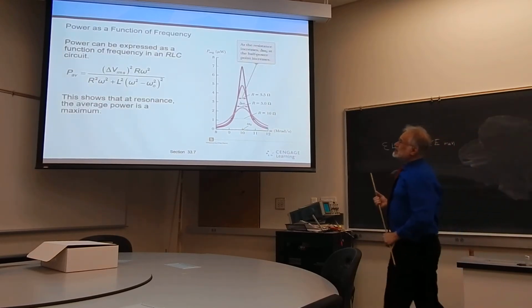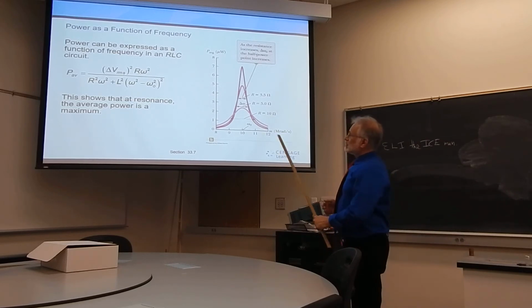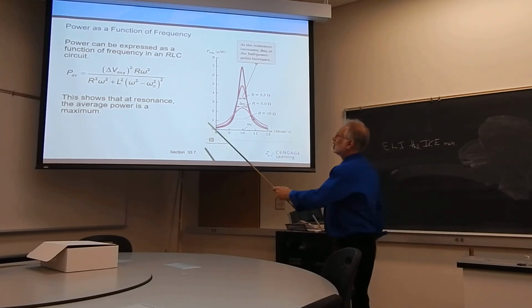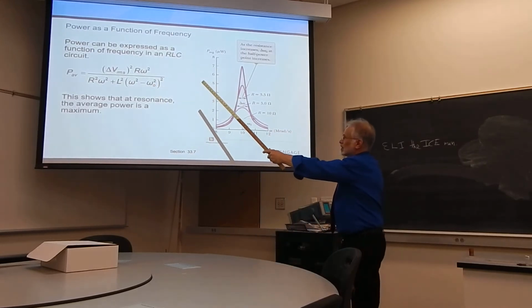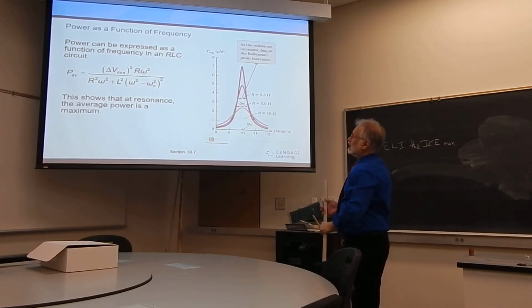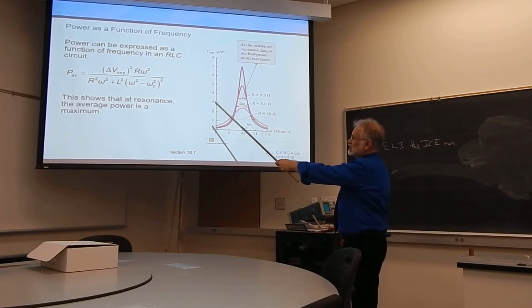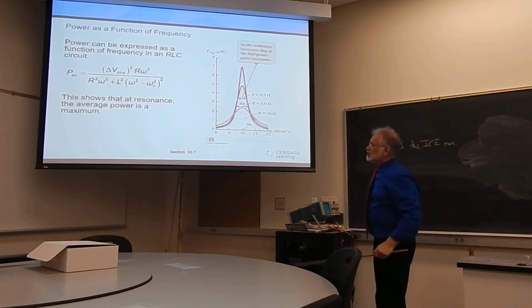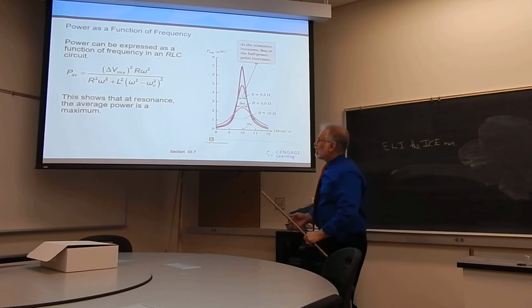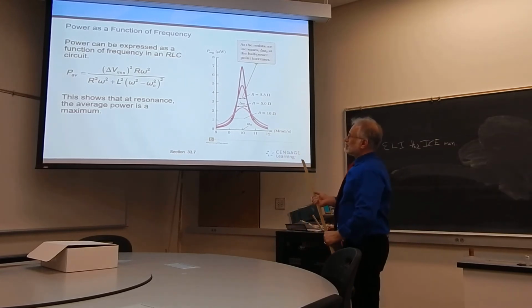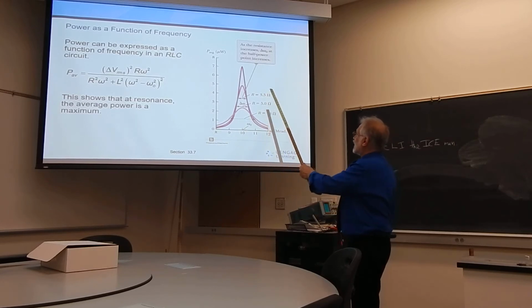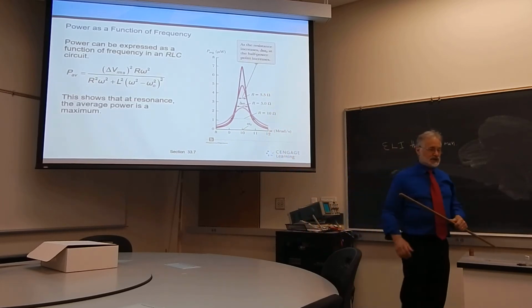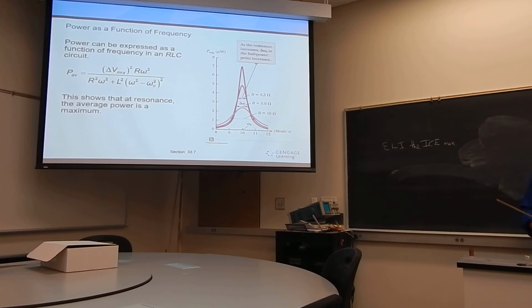We have almost a delta function at the resonant frequency. We can express this as the power as a function of frequency in the following way. A more complicated expression with our VRMS in the numerator, and then you see this complicated expression in the denominator. And of course, if you want to maximize the power, you notice that at resonance, your average power will be at a maximum. So that's something to remember about resonance in a circuit.